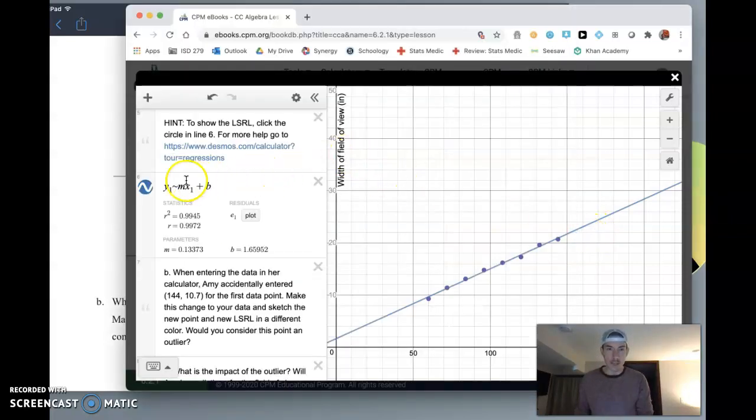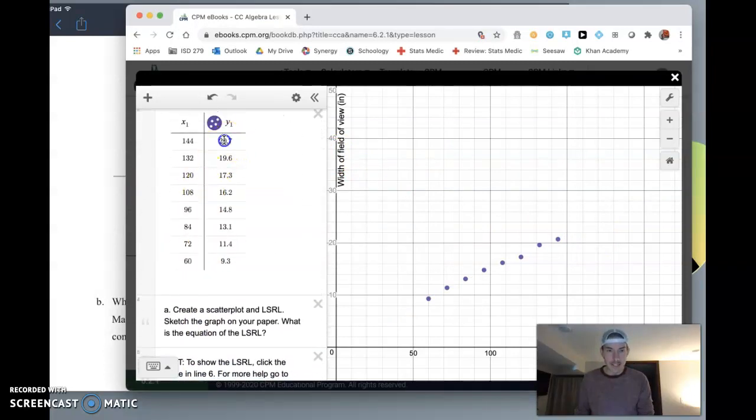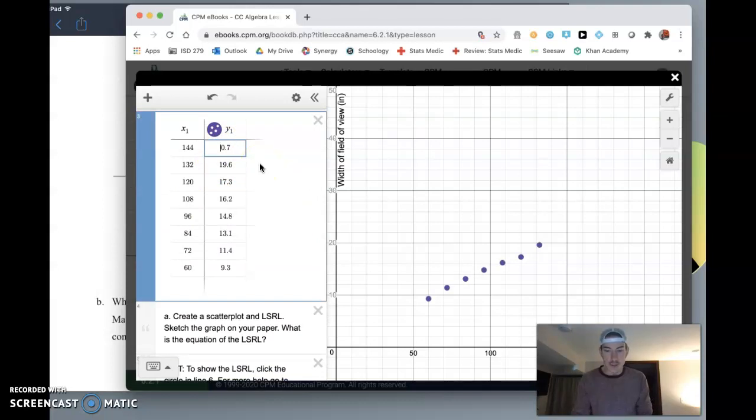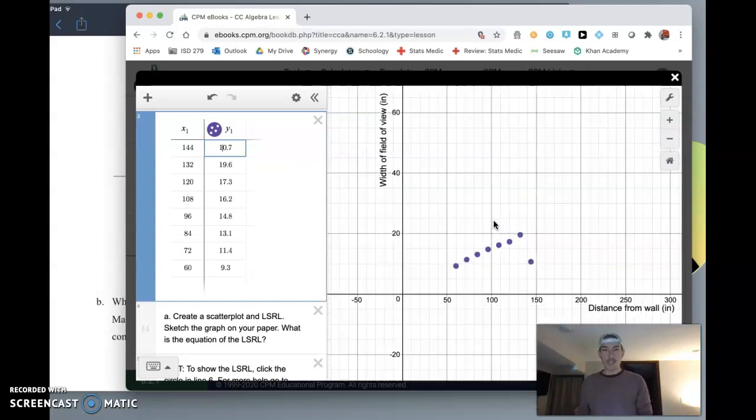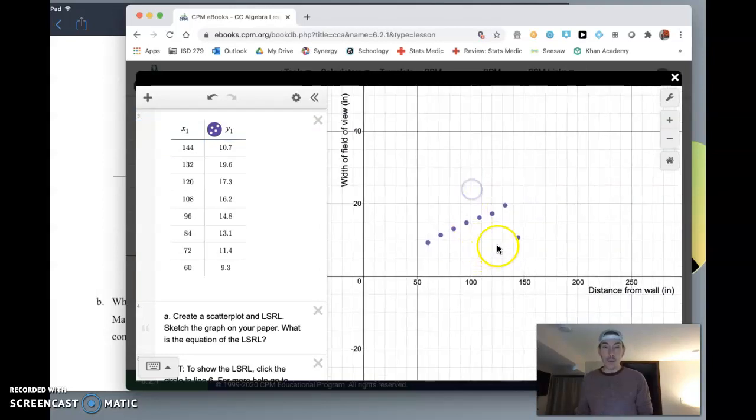Okay, now watch what's going to happen here. I'm going to get rid of that just for a moment. I'm going to go back up here. I can modify this entry, and I can change this from 20.7 to 10.7. Now look at what happens. Look at what we see there. We see, I think, what amounts to an outlier. This fell off of the trend of data.